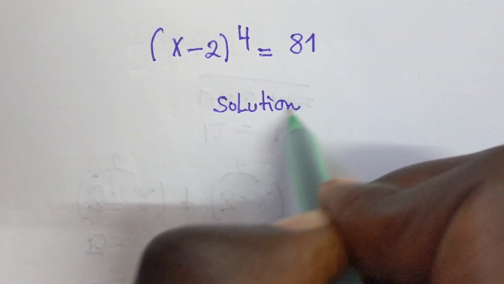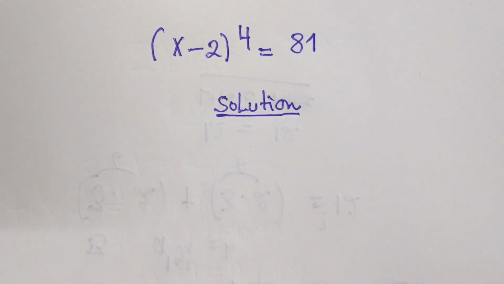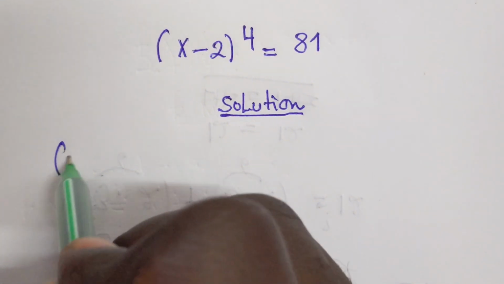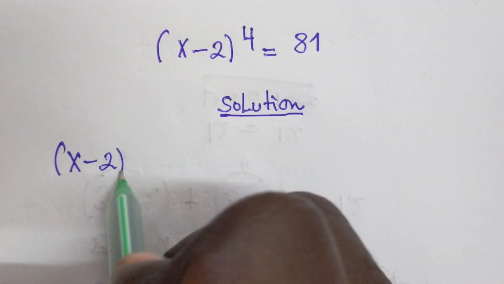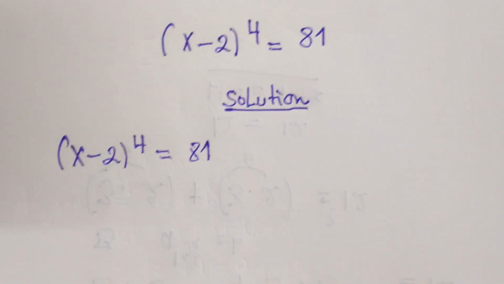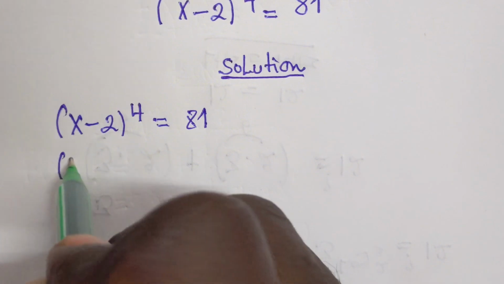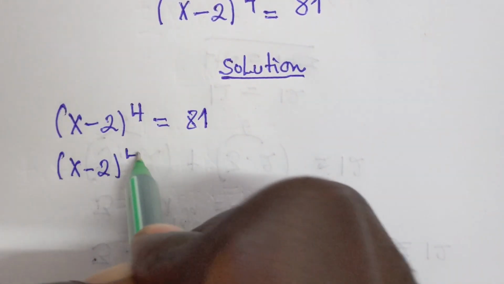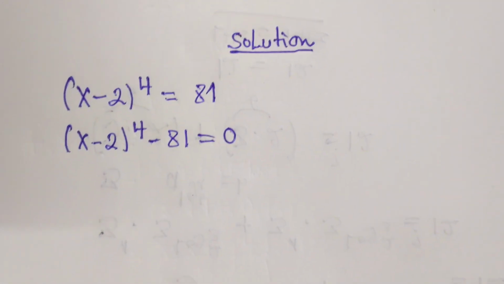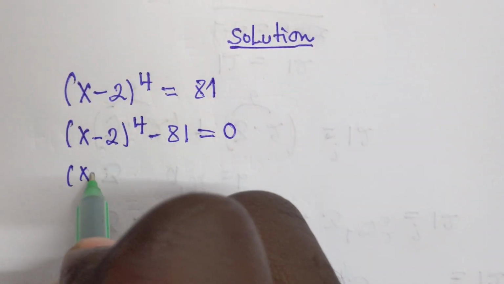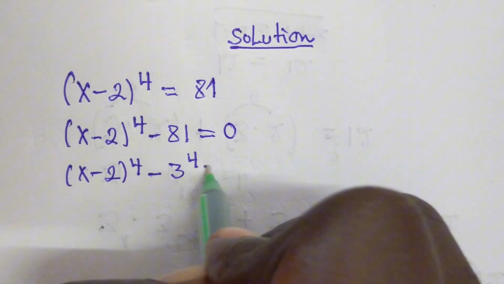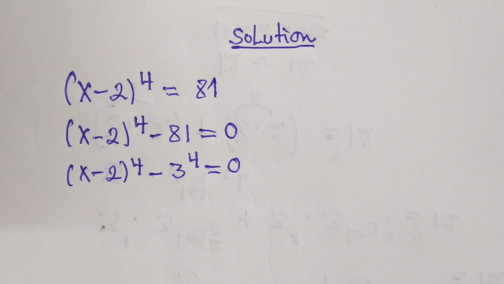Let's provide a solution very quickly. Now here we have given (x minus 2)^4 equals 81. Okay, now here we know that (x minus 2)^4 minus 81 equals 0. Right, then (x minus 2)^4 minus 3^4 will be 0.